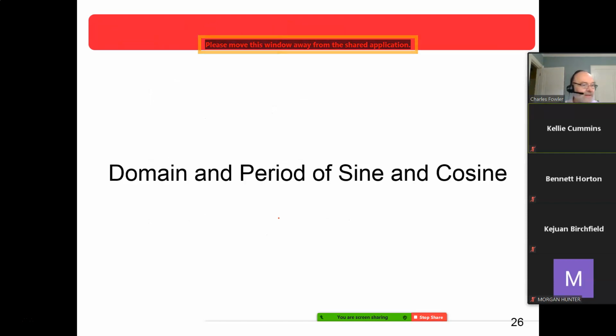All right. Now, moving to the next page, 273, domain and period of sine and cosine. Later we'll do the same thing for the other functions, but sine and cosines are the ones we use the most. Tangent we use a lot.